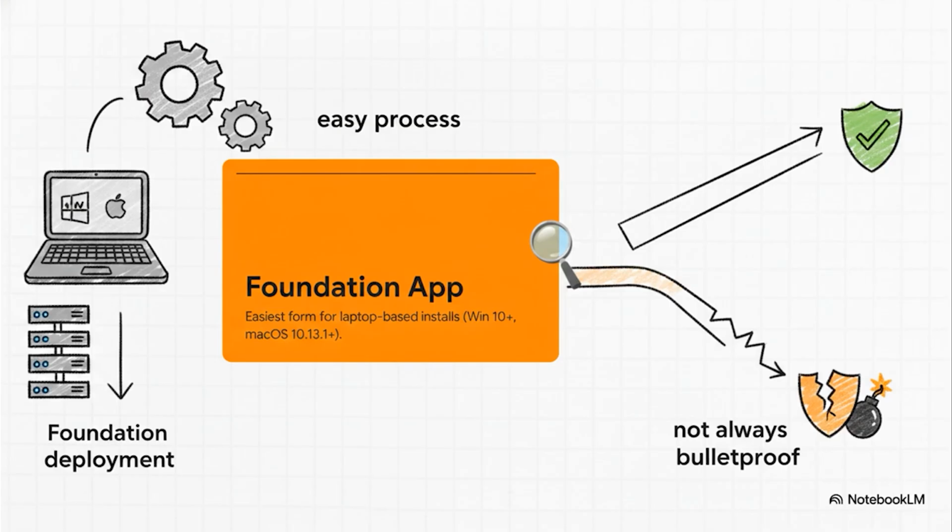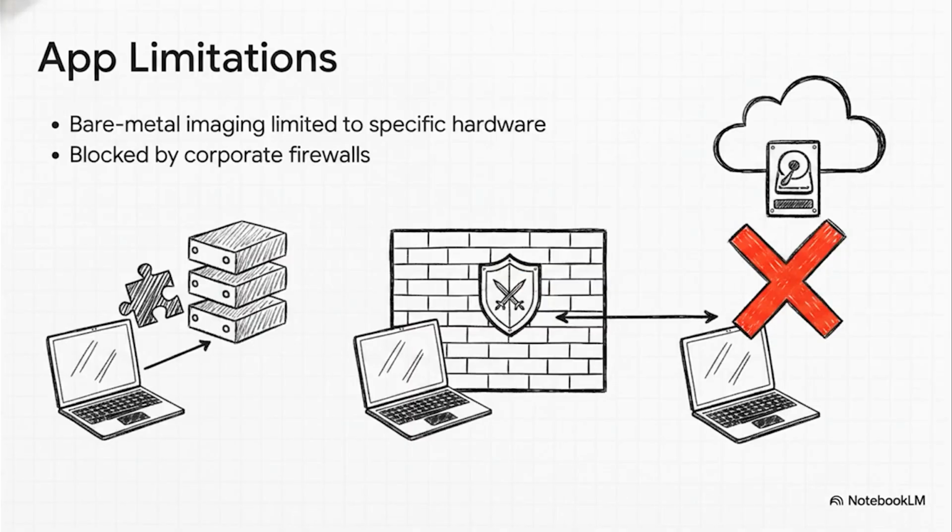But you know how it is in IT? The easiest path is rarely bulletproof. Yeah, we really need to watch out for a few strict limitations here. First off, bare metal imaging, meaning imaging a node that's essentially a blank slate with no basic OS, is limited to only very specific hardware platforms. Secondly, and this is a massive headache for field techs, this app is highly susceptible to getting blocked by corporate laptop firewalls. And third, even though it's software living on your machine, you cannot deploy it as a virtual machine in a network.